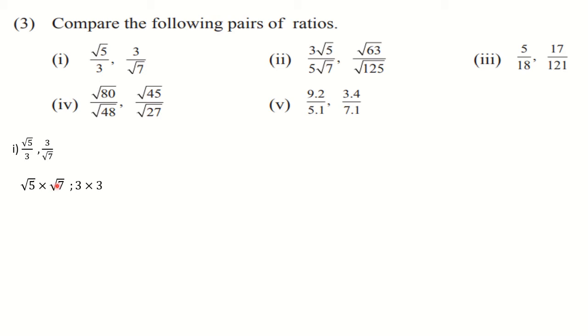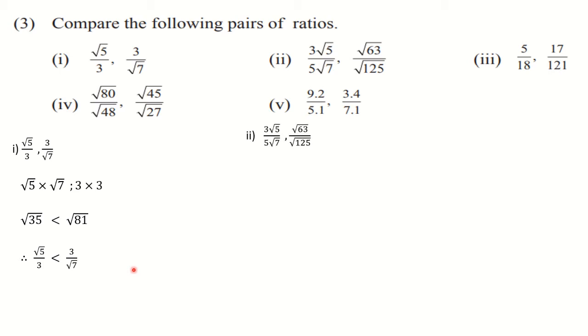Now root 5 into root 7, we are going to get root 35. But here 3 into 3 is 9. So let us express that 9 as a square root. The square root of 81 is 9, or the square of 9 is 81. So 9 I will express as the square root of 81. Now see, their order is the same in both places, so I can compare the radicands. I can clearly say that root 35 is less than root 81 and therefore the first ratio is less than the second ratio. This way you are going to compare it.